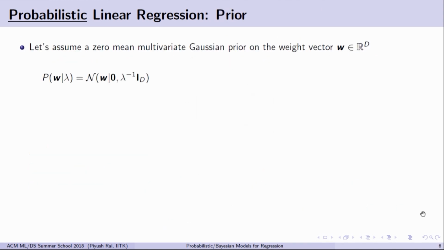W is the unknown here. Now, coming to the prior distribution. Again, our unknown is w, so we have to define a prior distribution over w. Why a prior distribution? Why did we use prior distributions in the previous lecture? What is the role of the prior distribution?